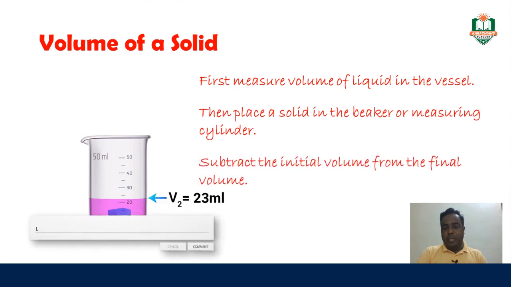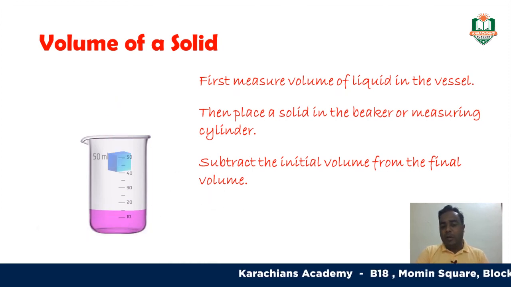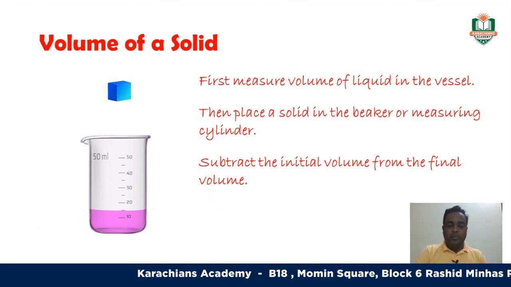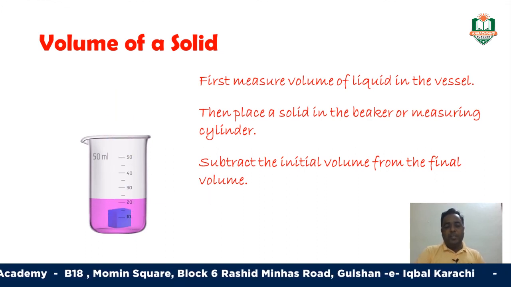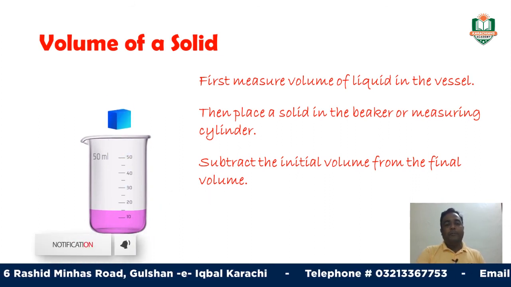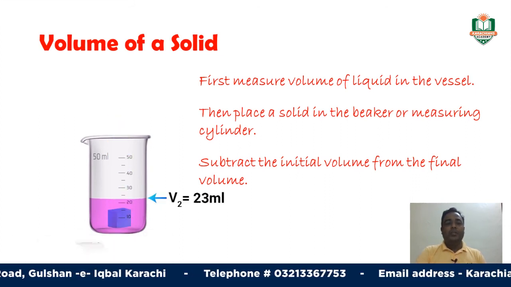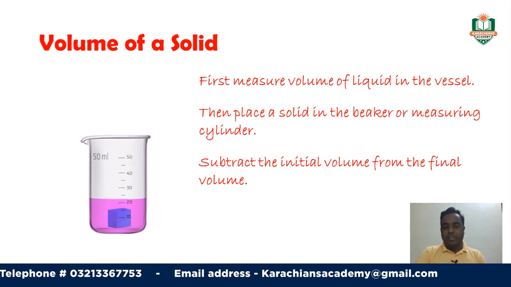Now subtract the initial volume from the final volume. Here the final volume is 23 ml and the initial volume is 15 ml. So the volume of the solid will be 8 ml. This would be the method to measure the volume of a solid by using liquid in a measuring cylinder or beaker.